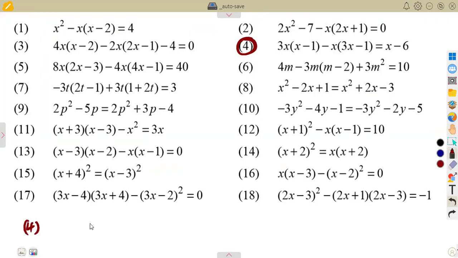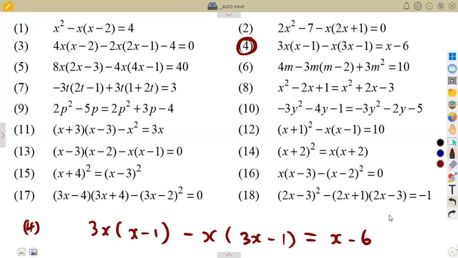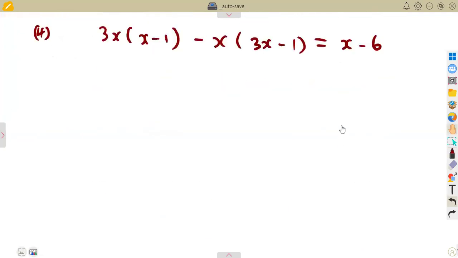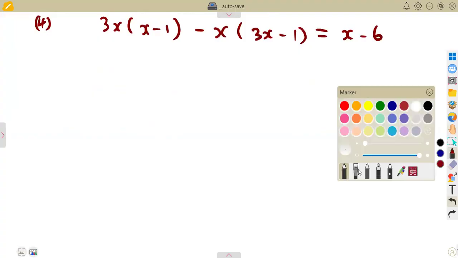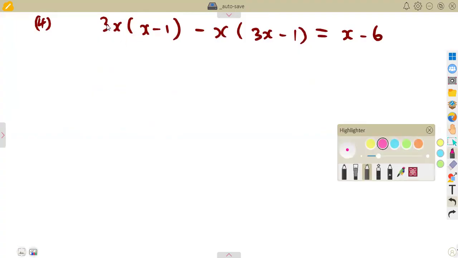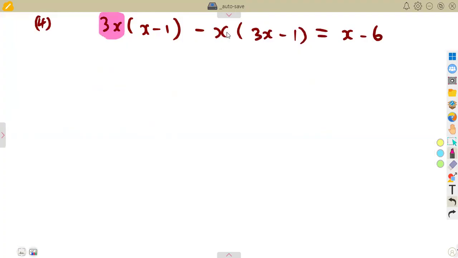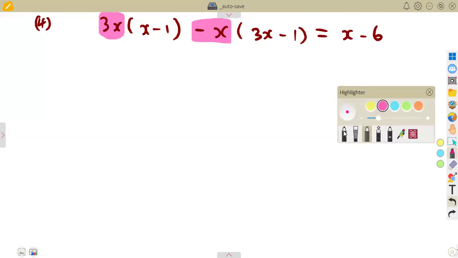On number 4, we are given 3x into the bracket of x minus 1, minus x into the bracket of 3x minus 1, and this is equal to x minus 6. No matter the number of expressions, no matter how many x's we have, just expand your brackets as usual. The first bracket is going to be affected by 3x. The second bracket is affected by minus x. The term that is there is minus 3x.